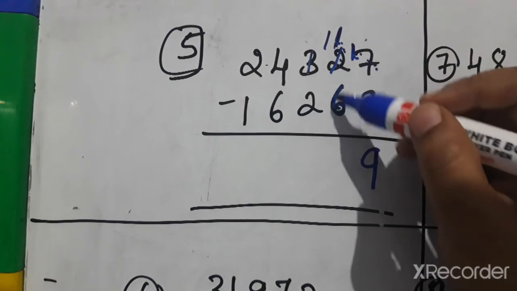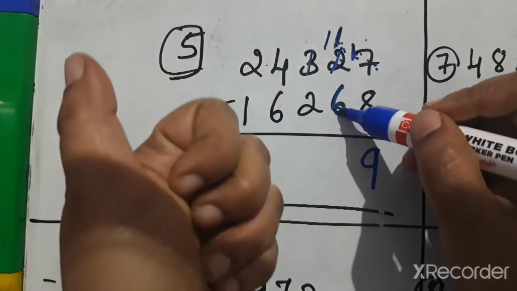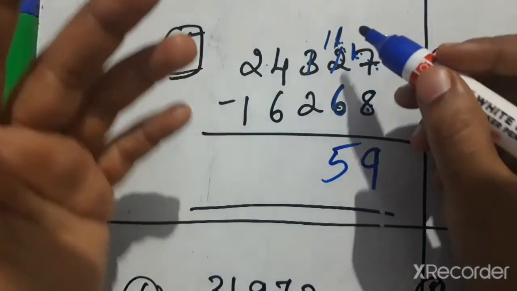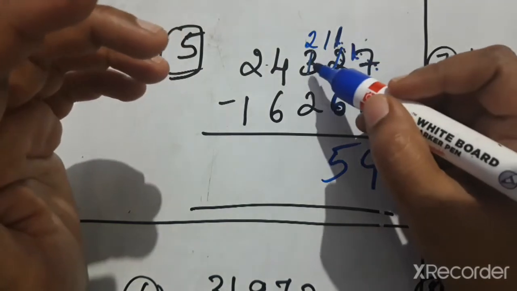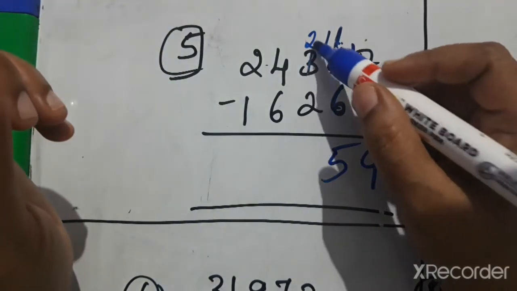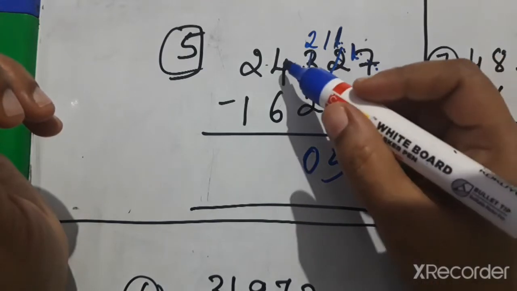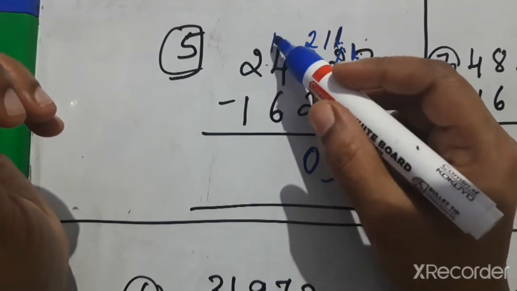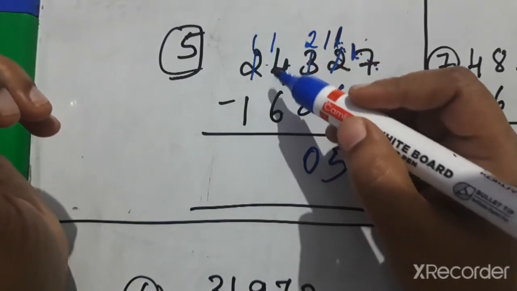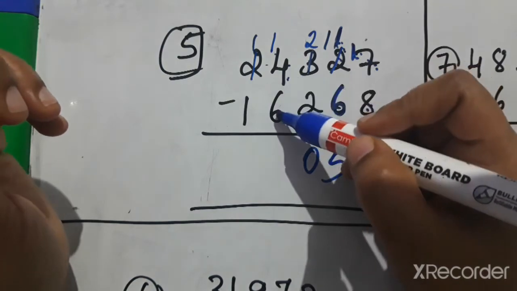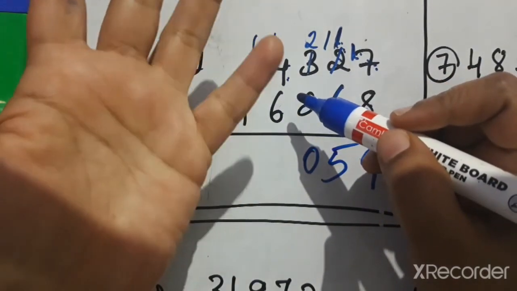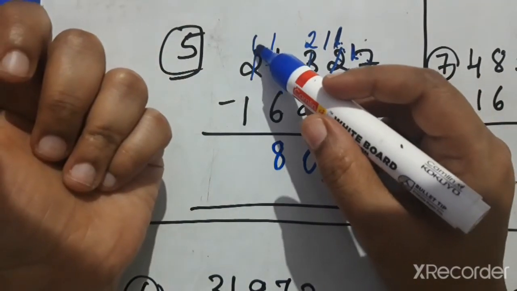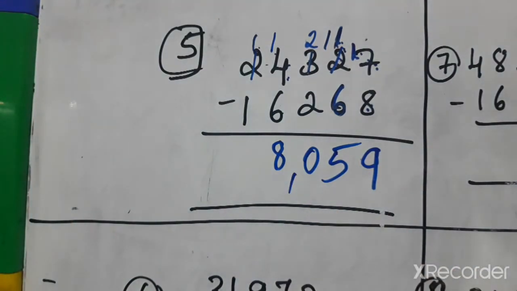Now here 11. 11 minus 6 means equalize 6 to 11. So 7, 8, 9, 10, 11. 5. Okay. Now here 3 is now 2 because 3 gave 1 to next number. Now 2 minus 2 means 0. 4 minus 6 we can't subtract it. So borrow 1 from 2. So it becomes 14 and here this is 1. 14 minus 6 means 7, 8, 9, 10, 11, 12, 13, 14. So how much? 8. Now here 1 minus 1 is 0. Answer is 8,059.